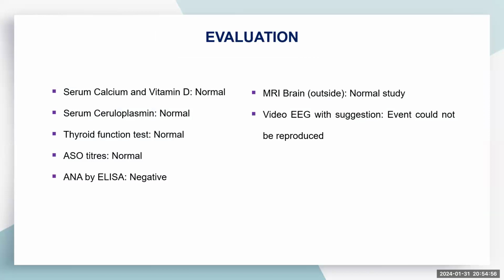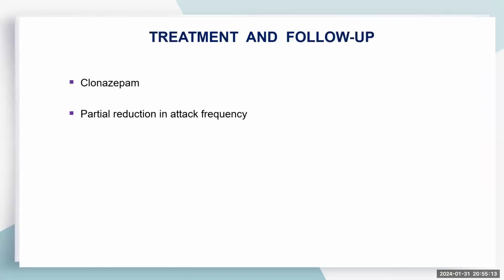We went ahead with investigations and we could see that the serum calcium, vitamin D were normal. Serum ceruloplasmin, TFT were normal, and ANA titers were also negative. The MRI brain was done outside, which was normal, and video EEG with suggestion was done, but the same event could not be reproduced. So we went ahead and treated the child with clonazepam, thinking along the lines of paroxysmal non-kinesiogenic dyskinesias, but there was just partial reduction in attack frequency on starting clonazepam.